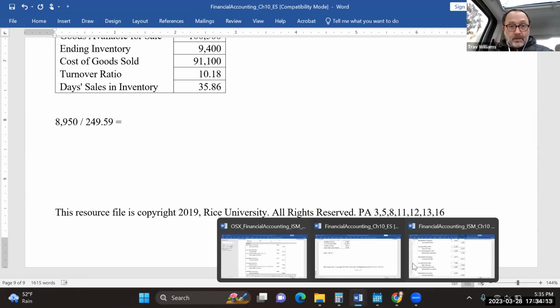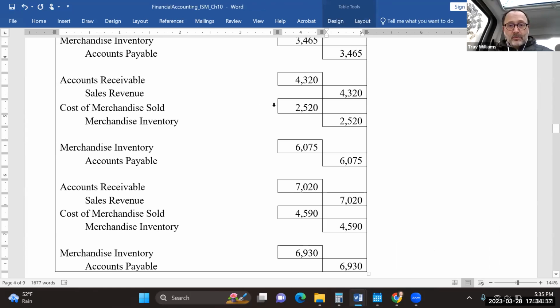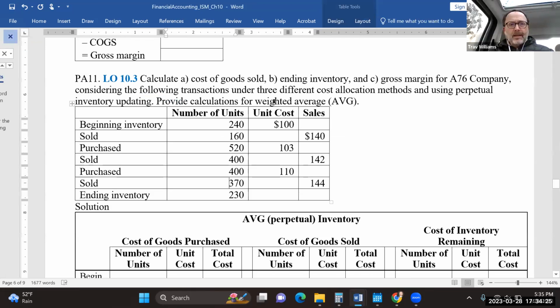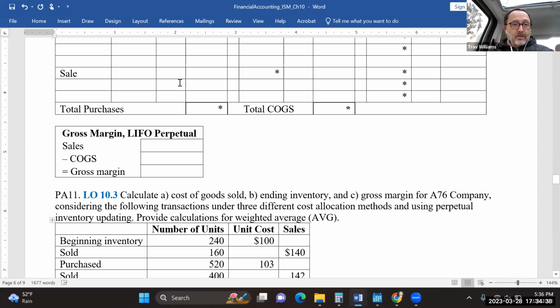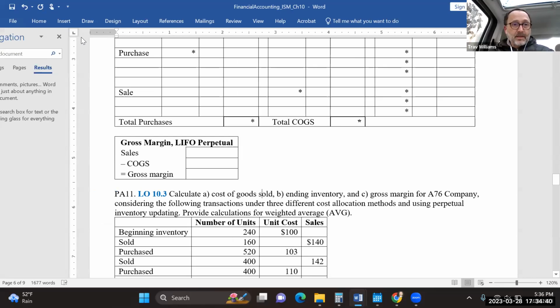Okay, 11. This is an average, a weighted average perpetual one. Numbers 9 and 10 before this are FIFO and LIFO, so you'll get to do those on your own. I don't know if you have a specific identification problem in here. Let me double check. Oh, maybe not. In the chapter, there are some examples, but maybe not in the problem set.